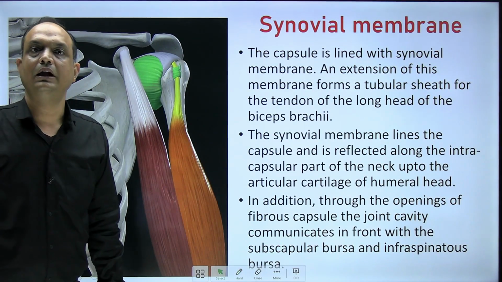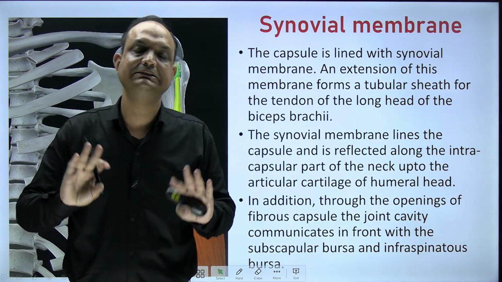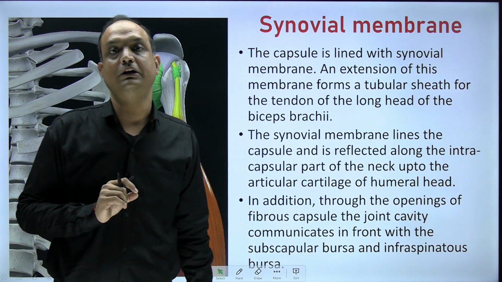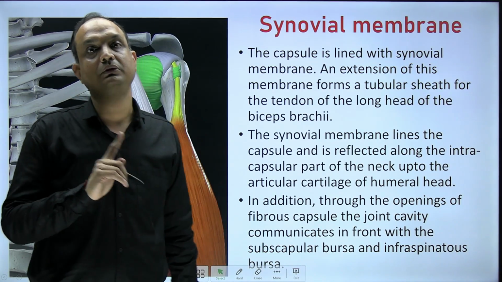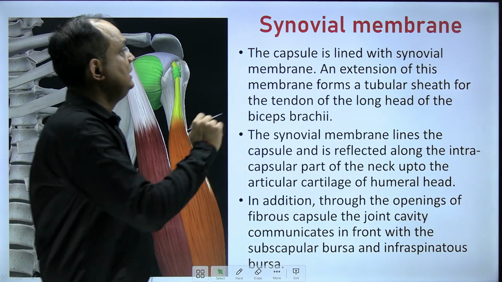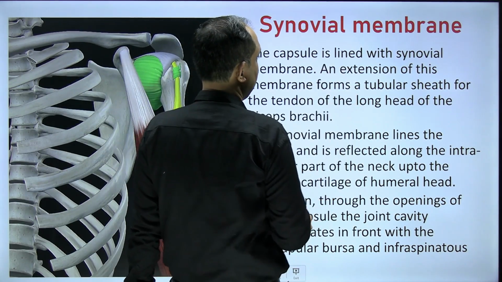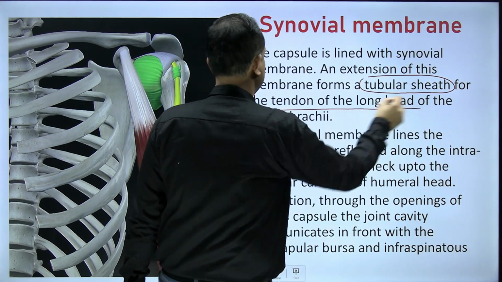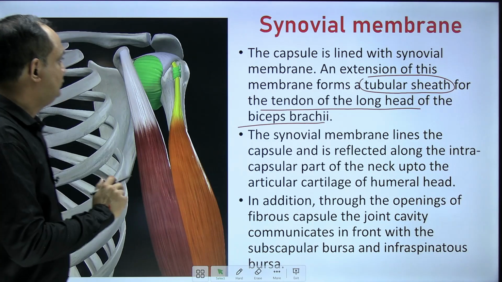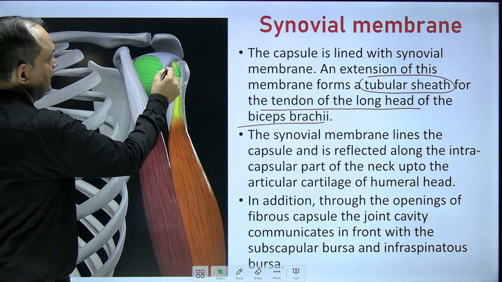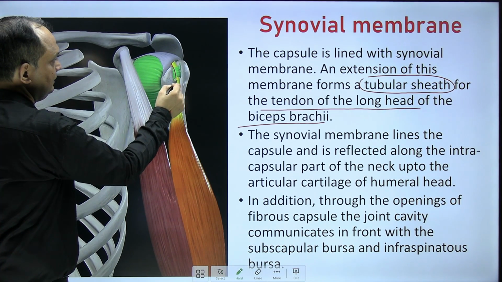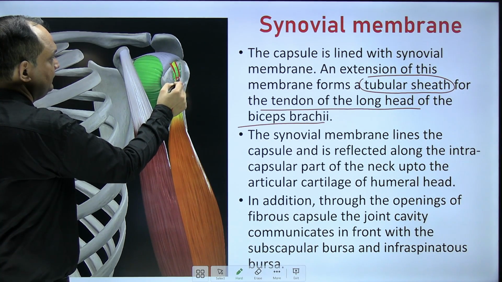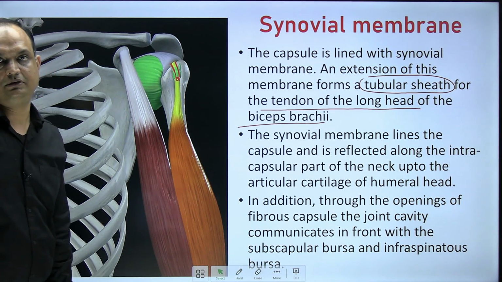Now, every capsule is lined from inside by a synovial membrane. So it's a characteristic feature of every synovial joint that the capsule is lined by the synovial membrane. This synovial membrane forms a tubular sheath around the long tendon of the biceps brachii. Along the long tendon of biceps brachii, a tubular-like extension of the sheath is also present, which avoids friction.